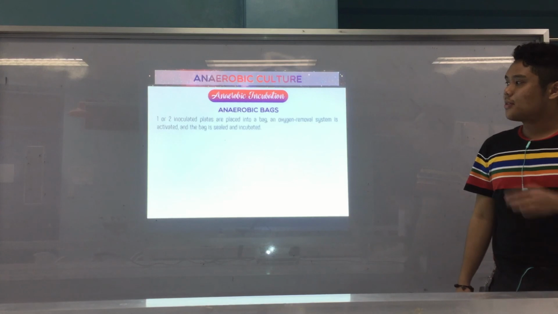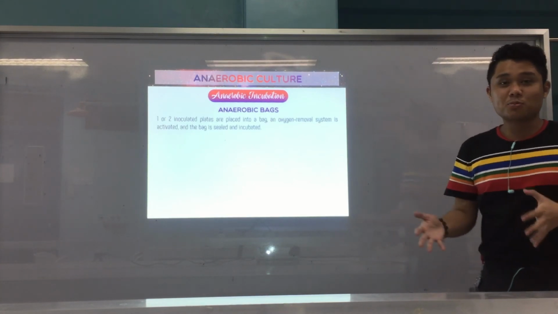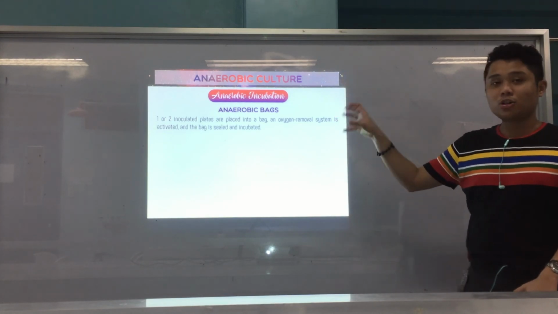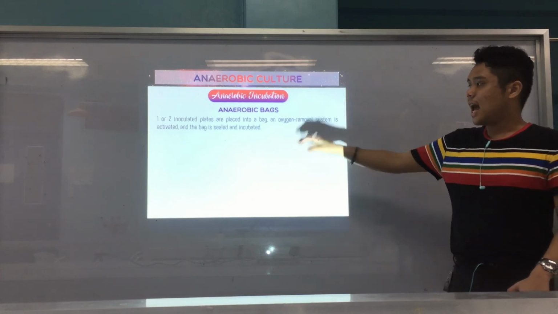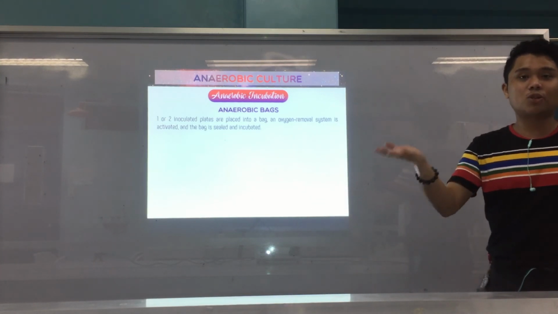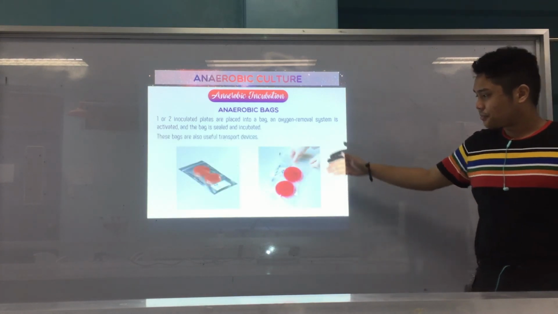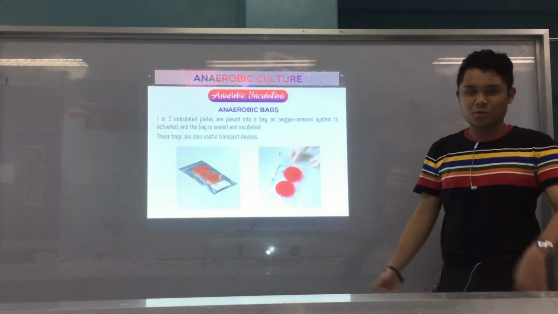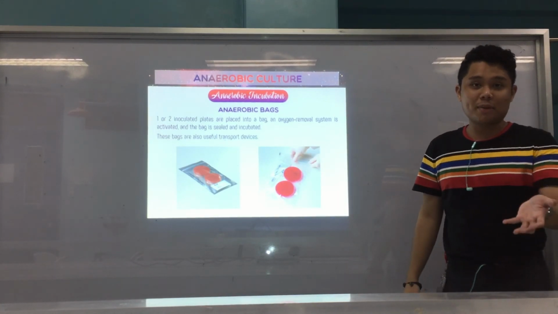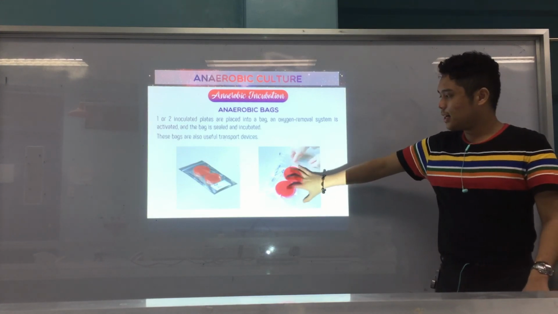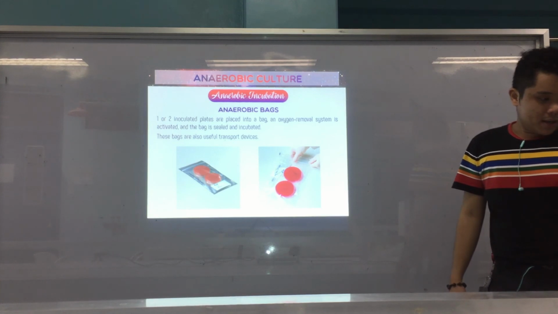And next, we also have anaerobic bags. For example, for transport, or if you only have a few specimens or plates. Only 1 or 2 plates are placed in a bag that is oxygen-free, or the oxygen has been removed, and the bag is sealed and incubated in a normal incubator. Okay, example like this. You put your plates in, usually just two pieces, and then incubate in your normal incubator, as long as the environment is anaerobic, with no oxygen. All right.